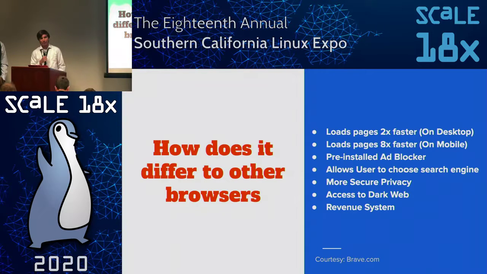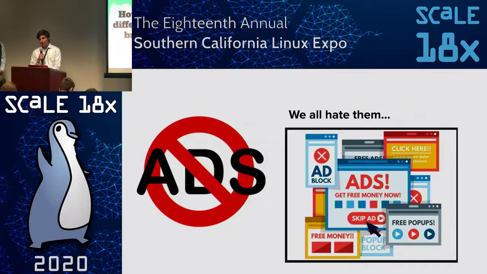So if you like Chrome or you like Firefox, you can choose that to be your base. It also has more secure privacy than just the regular Chrome engine, and it has access to the dark web in case those who like using it. And it's also a revenue system, which we're going to discuss more in depth later. The revenue system is more intricate. It's part of the later presentation.